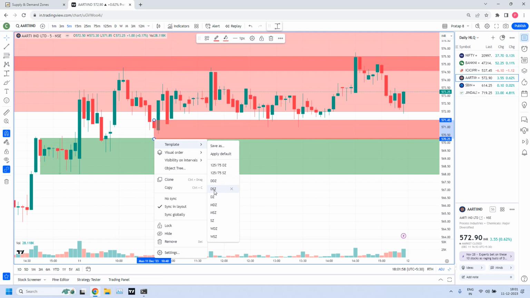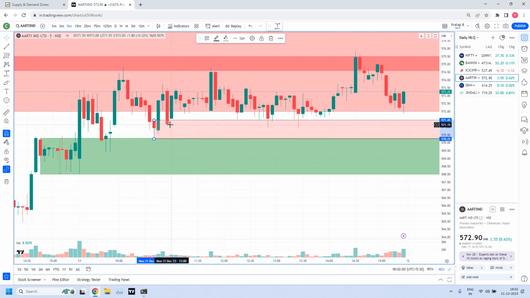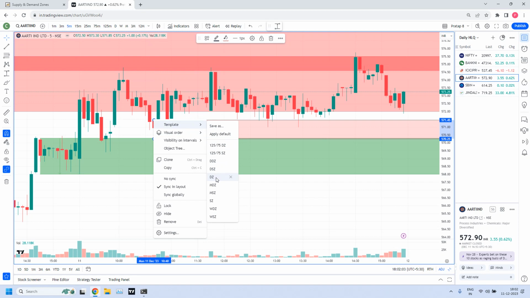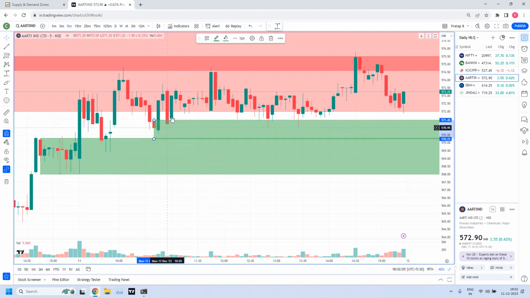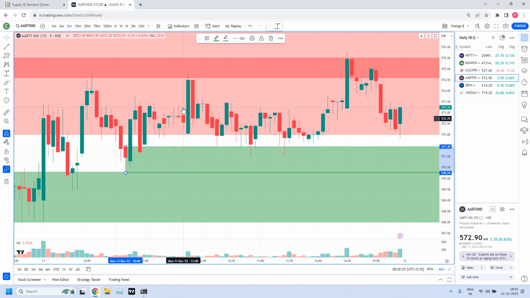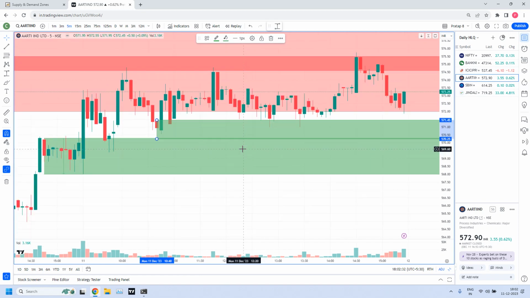Most of the times these 5-minute zones will be broken easily. Maybe one test will be there, and on the second test the zone will be broken easily, most of the times. But today it didn't happen. Why didn't it happen? Maybe institutions created more demand and decided to violate the supply zone. Maybe that could be a reason. But anyway, we got the second entry, and the second entry reached this 5-minute target.